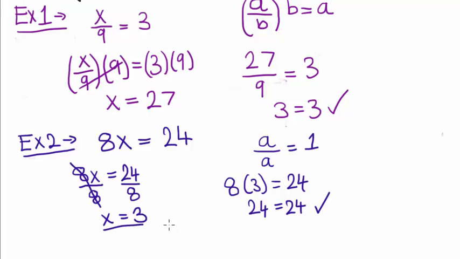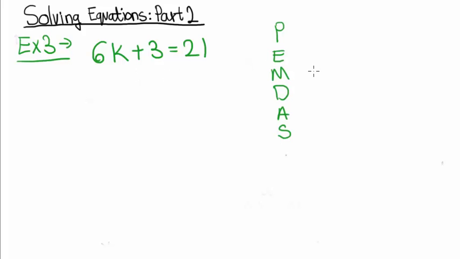Now let's step up our game a little bit and combine everything that we know about solving equations together. So in this third example, let's say you have something such as 6k plus 3 equals 21. All you really need to do is take it step by step. You know that when you're evaluating an expression, you follow the order of PEMDAS. And so you can think about solving an equation as the undoing of PEMDAS. So you need to follow the reverse order.